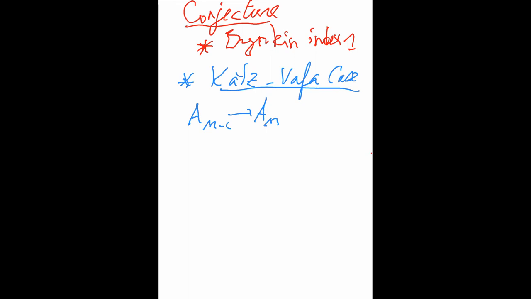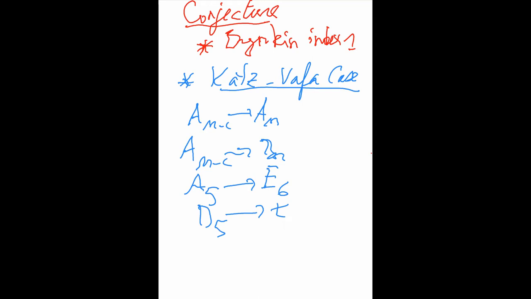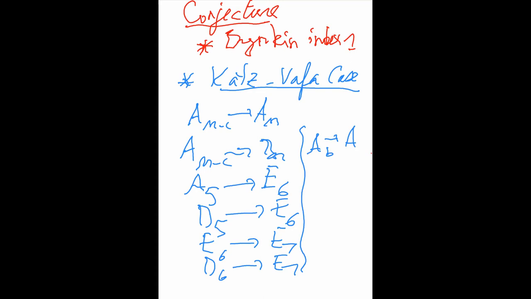You have the enhancement of type A(N-1) goes to D(N). You have A5 goes to E6. You have D5 goes to E6. E6 goes to E7. D6 goes to E7. A6 goes to A7, which I write here because it would be a 2E7, a special case we will review, and E7 goes to E8. So all these are the representations that everybody is familiar with in string theory.